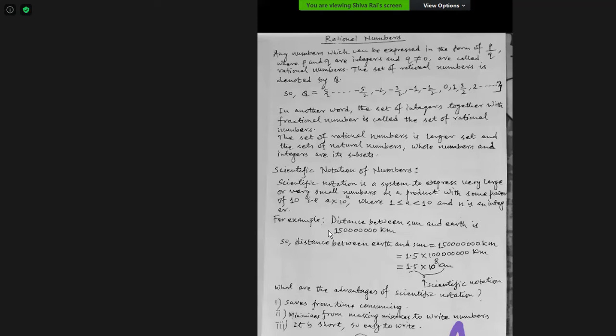Now 1000000 means you can write 10 to the power 8. 100 equal to what can we write, in the form of base 10? 100 is equal to how much?